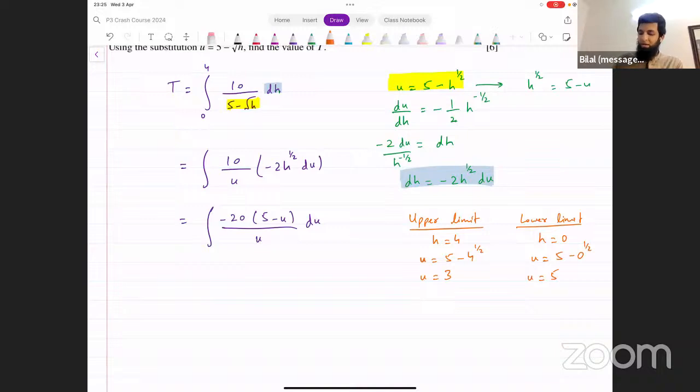Don't just write the bigger number as the upper limit and the smaller number as the lower limit. The larger value of h corresponds to the smaller value of u, and the smaller value of h corresponds to the larger value of u. Now, the lower limit, therefore, is supposed to be 5, and the upper limit is supposed to be 3 in this case. Is that okay? Now, the upper limit in this case is smaller, and the lower limit is bigger like this. Okay.